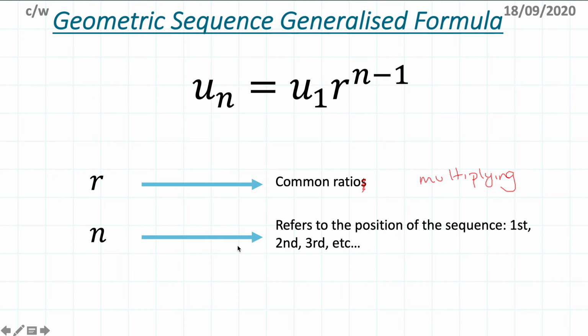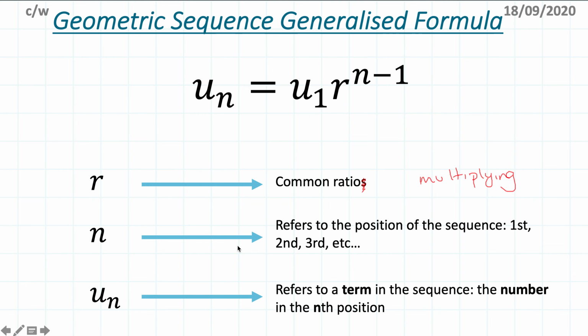Otherwise, the n still refers to the position in the sequence. So if I'm talking about the first, second, third position, I'm going to write it in the n space. And un refers to the term itself, so the actual number. And the n in that un refers to the position of the number. So if I say u5, I mean the fifth term in my sequence.